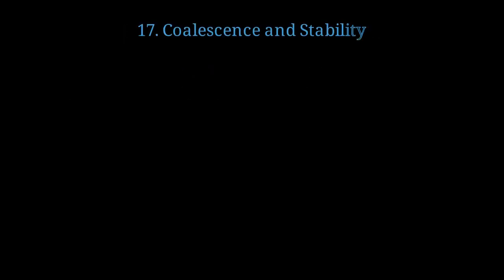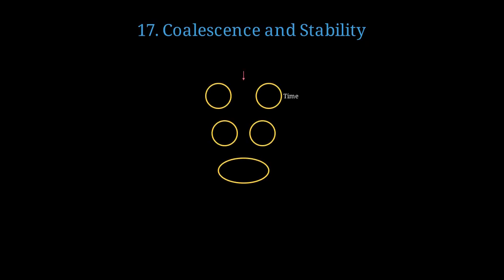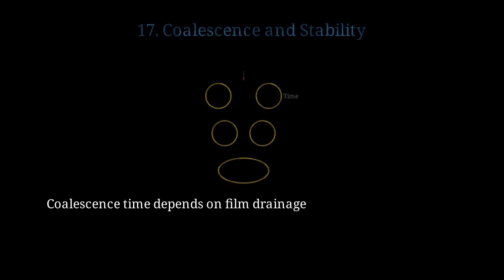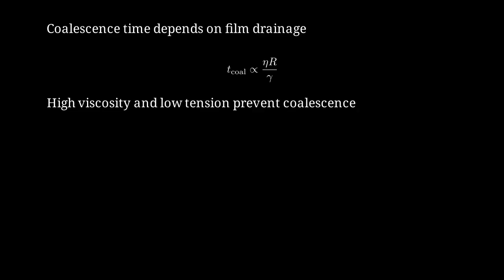Understanding coalescence mechanisms is crucial for long-term emulsion stability. Droplets can approach, touch, and merge through coalescence when interfacial films break down. Coalescence time depends on how fast the thin film between droplets drains away. Coalescence time is proportional to viscosity times radius divided by interfacial tension. High continuous phase viscosity and low interfacial tension help prevent droplet coalescence.